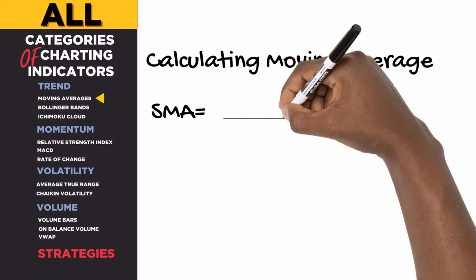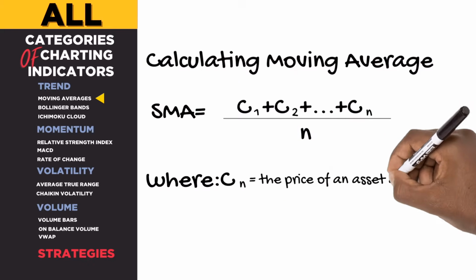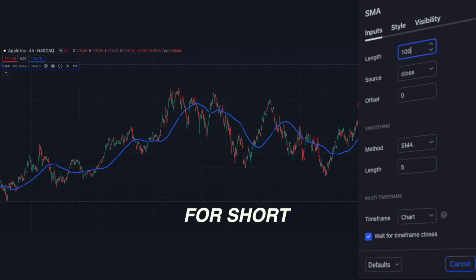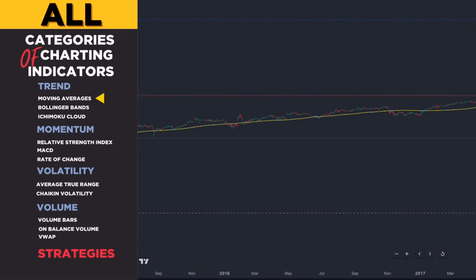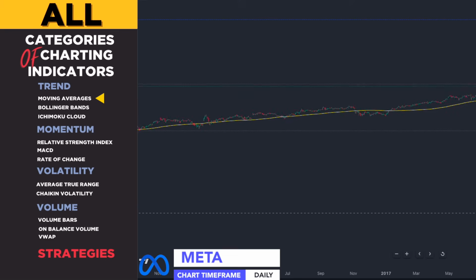Moving averages are calculated by averaging the closing prices of an asset over a specific period of time. So we can look at different time frames like 10, 20, 50-day, 100-day for short or long-term trades. So let's look at an example using the moving averages. We'll look at Facebook and the time frame is on the daily chart.